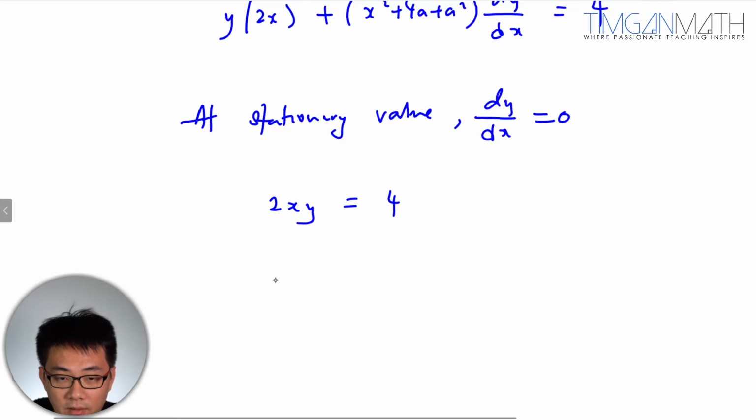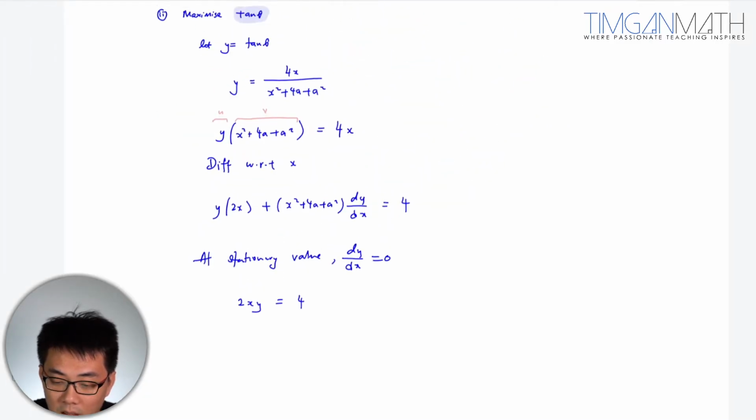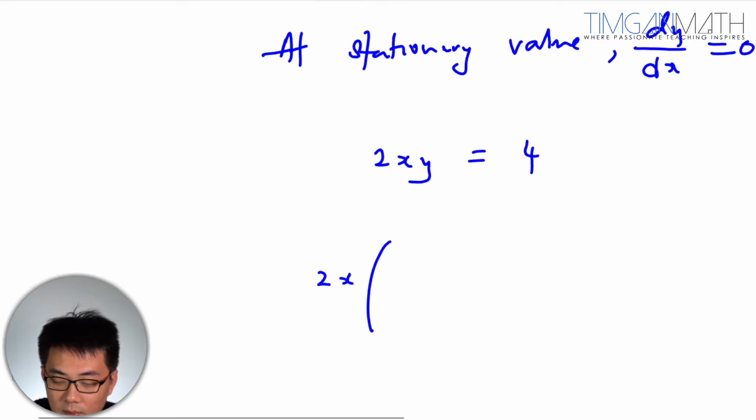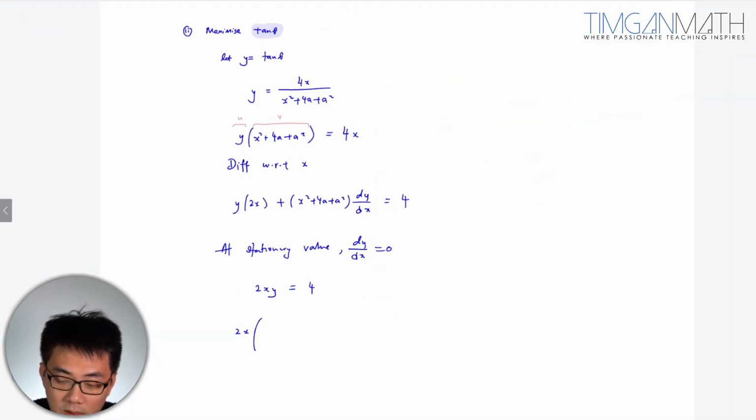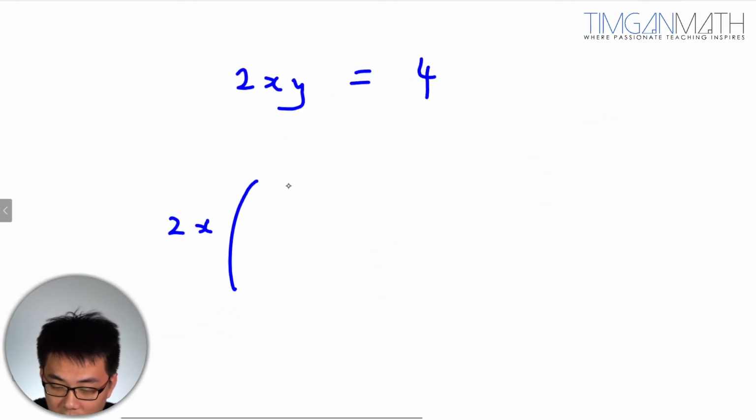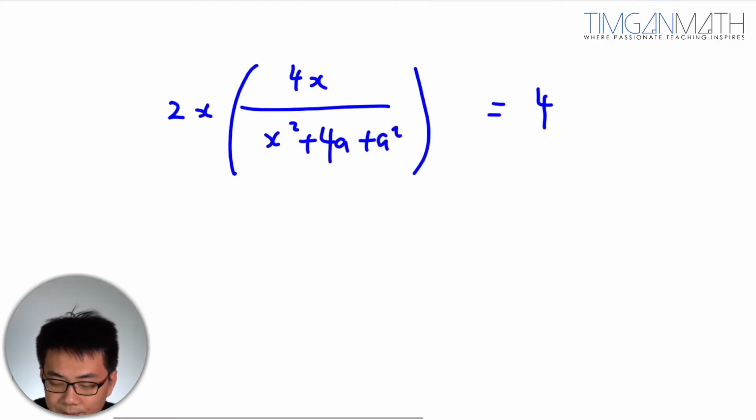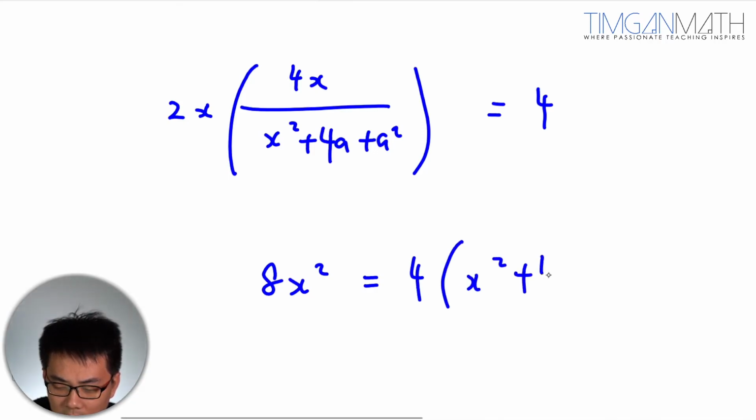So we are to find, in terms of a, the value of x. Here we have y equals, so we just replace y back in, because now we want to find this y. So it's 4x, we're going to replace that in. So it's 4x over x squared plus 4a plus a squared equals 4. So that will be 8x squared equals 4 times x squared plus 4a plus a squared.